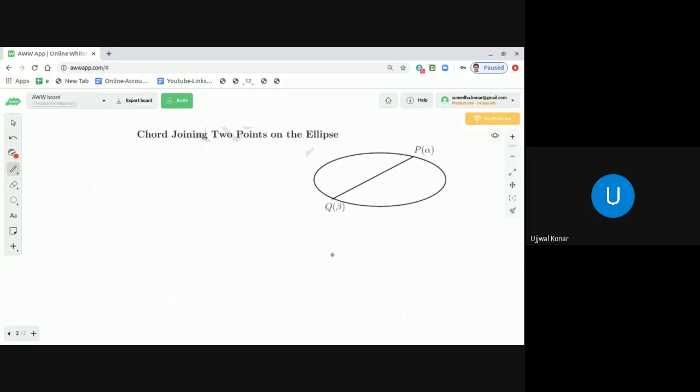Similarly, the point Q has parametric point beta, so its coordinate is a cos beta comma b sin beta. Then what we are going to find?